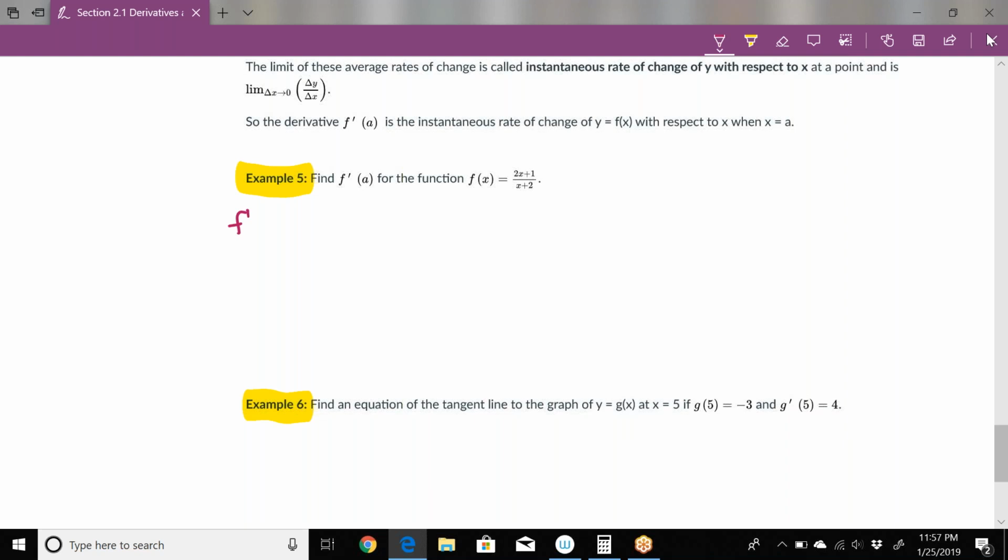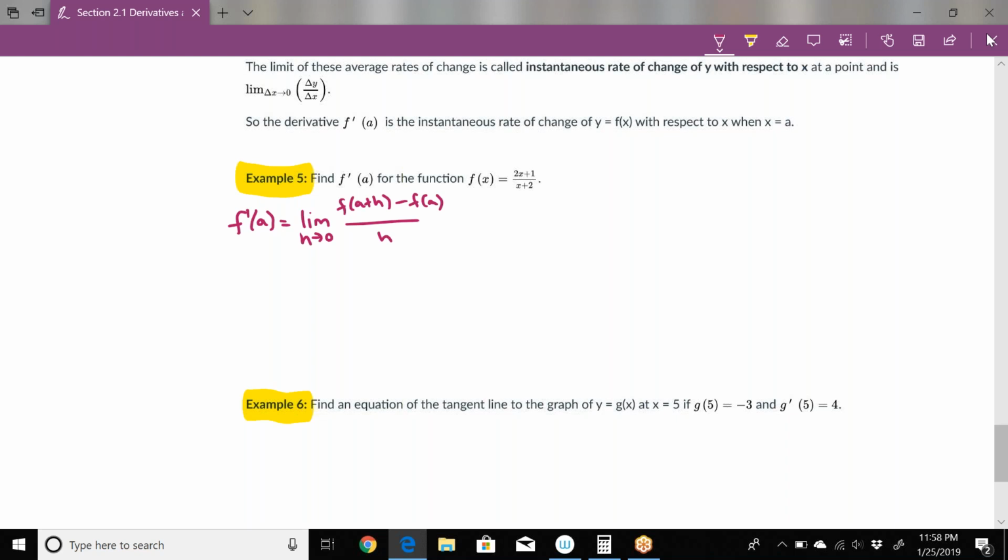So f prime of a equals the limit. And you could do this either way. You could do the x approaches a version, or you could do the one where h approaches 0. I'm actually going to do h approaches 0 here. Doesn't matter. It's just my personal preference on this one. And remember, the formula is f of a plus h minus f of a all over h.